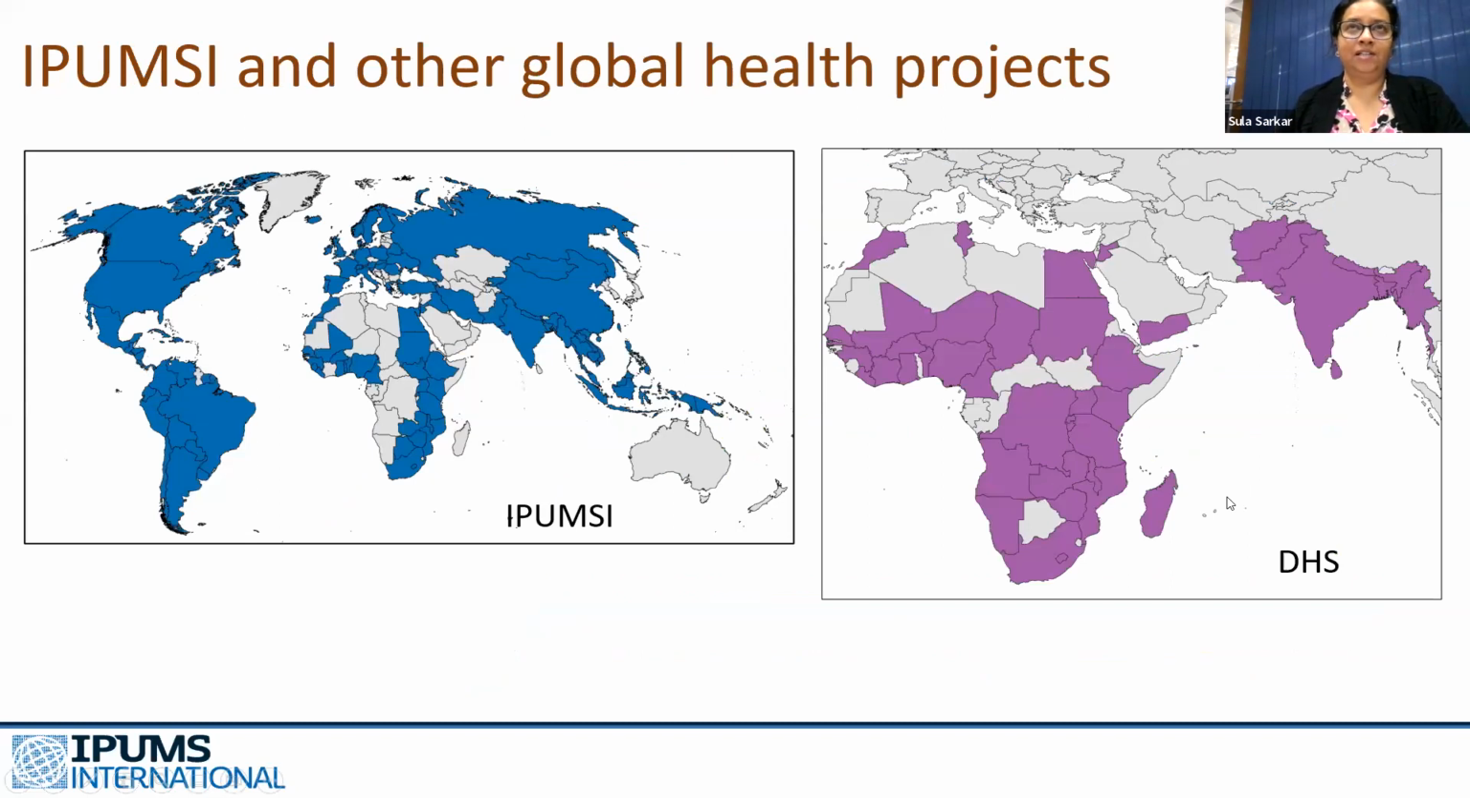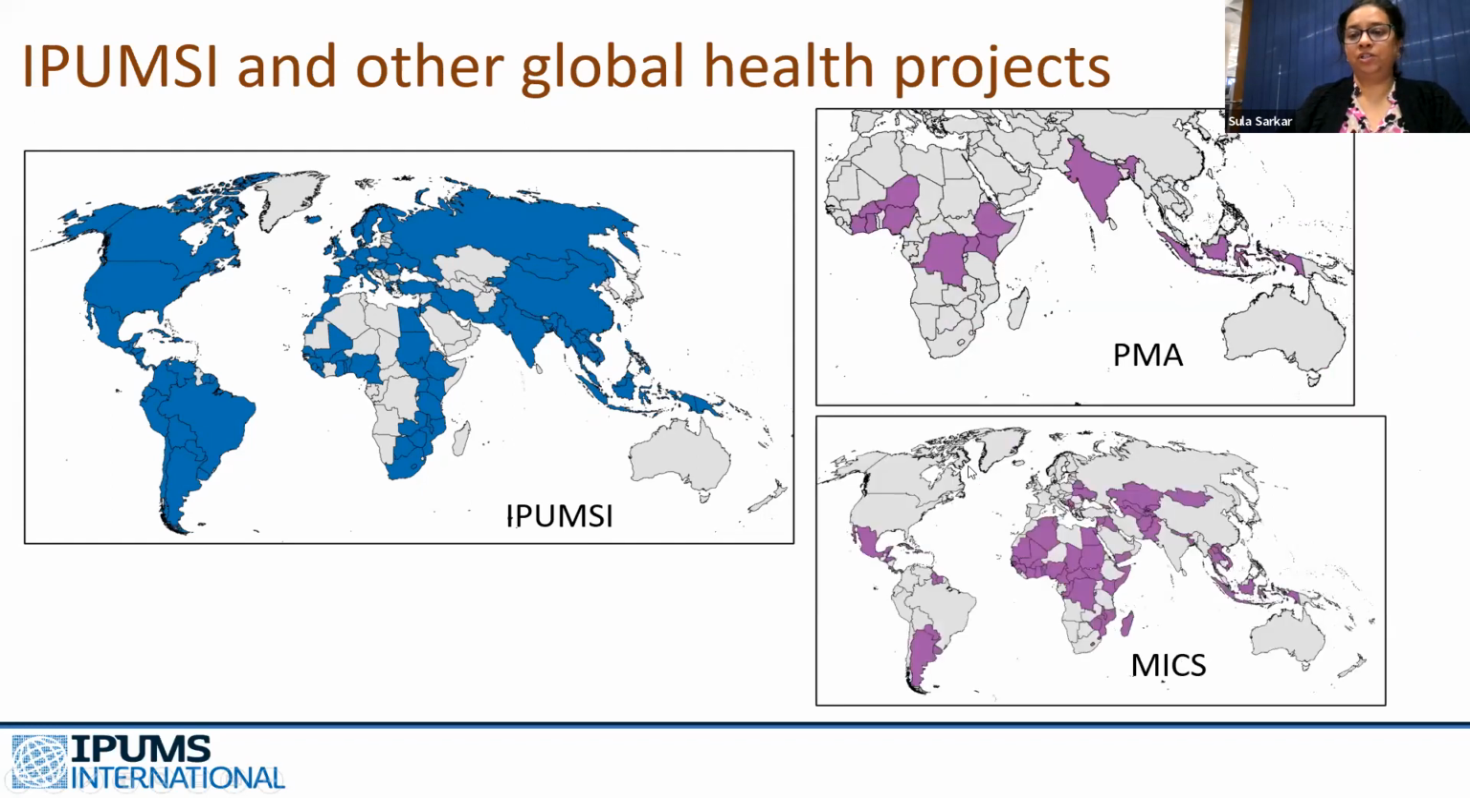So here is another question we had about countries and if they have similar countries in each of these data collections. So this is IPUMS International, the Census and Survey Project, and then this is DHS. So you can see we have common countries that are there both in the census and in the DHS. So you can use census data along with the DHS data to answer some of your research questions.